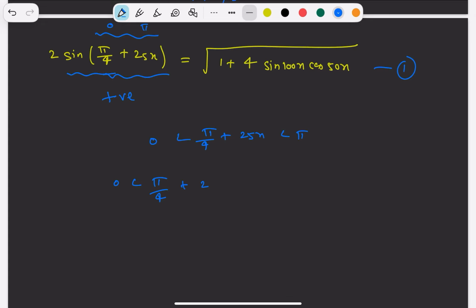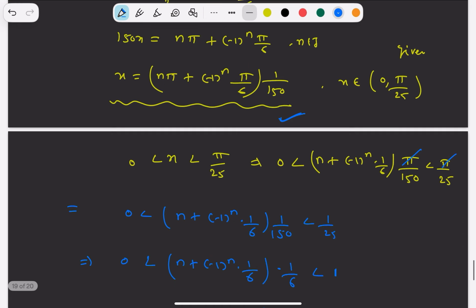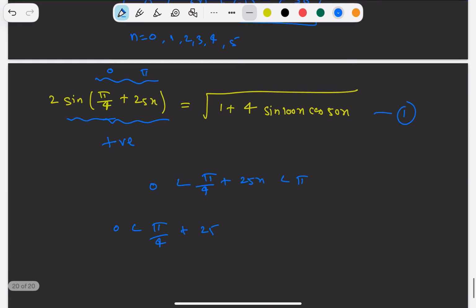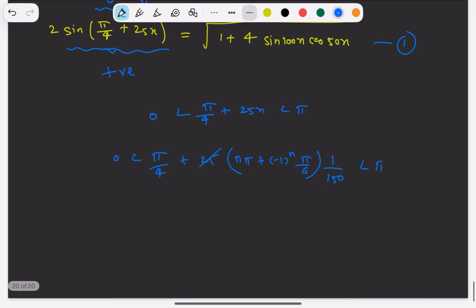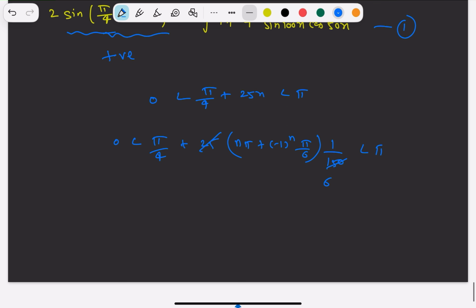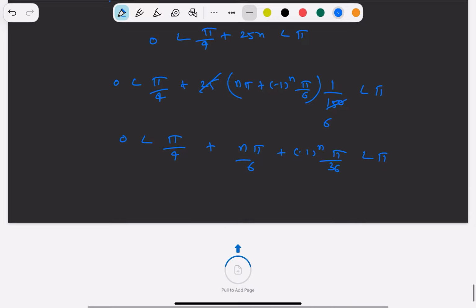Now let us substitute the value of x itself. So what is the value of x? We got it here, x we just calculated, yes, this one: x equals n pi plus (minus 1) raised to power n pi by 6, 150. So we can write n pi plus (minus 1) raised to power n pi by 6 into 150 and less than pi. So 25 and 150, 6 it will be. So 0 less than pi by 4 plus n pi by 6 plus (minus 1) raised to power n pi by 36 less than pi.